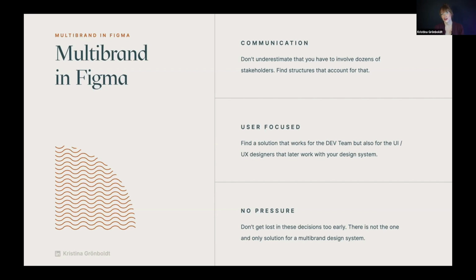Multi-brand means you have to involve dozens of people, also designers, they're also your stakeholders. So find structures that account for that, that are simple to understand, to find. Where's the documentation? Why do you do things in a certain way? Also keep in mind, who are your users? So find solutions that may not be perfect for you as a design system team, but maybe for the development team or the UI and UX team working later with the component.